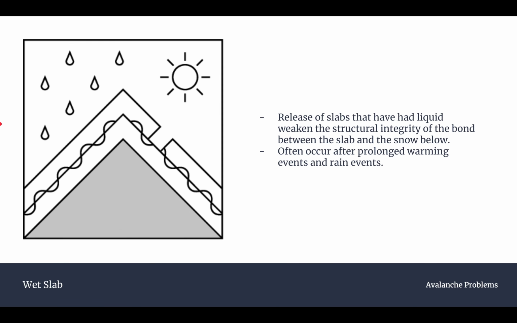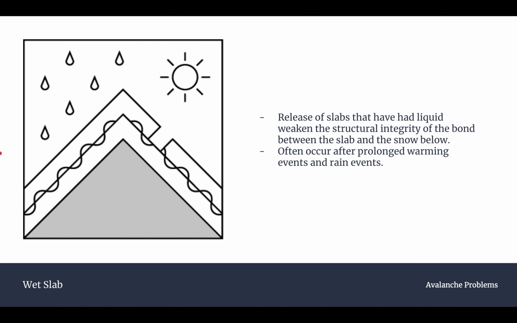Another slab avalanche is a wet slab. Essentially, this is a cohesive layer of snow sitting on top of the rest of the snowpack, and when moisture permeates down through the snowpack and weakens the interface between this cohesive layer on top and the rest of the snowpack, it provides a nice, convenient sliding surface that makes it easy for this slab to slide off the rest of the snowpack.